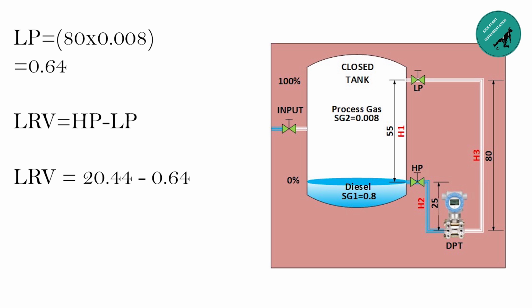So LRV is equal to high pressure, which is 20.44, minus low pressure, which is 0.64. So 20.44 minus 0.64 is equal to 19.8 mmWc. mmWc is millimeters water column.